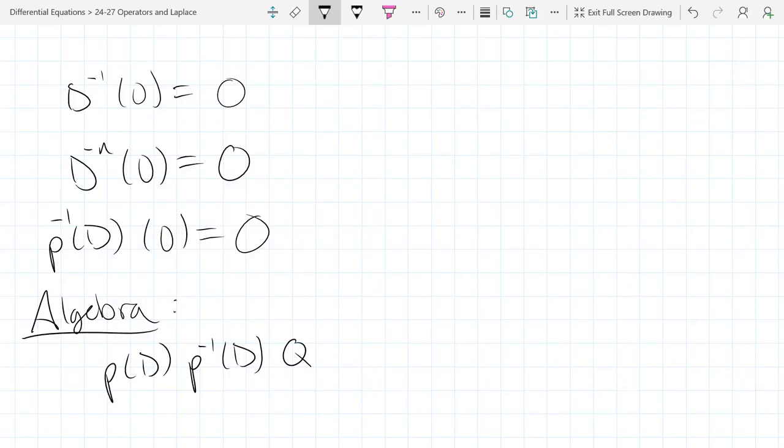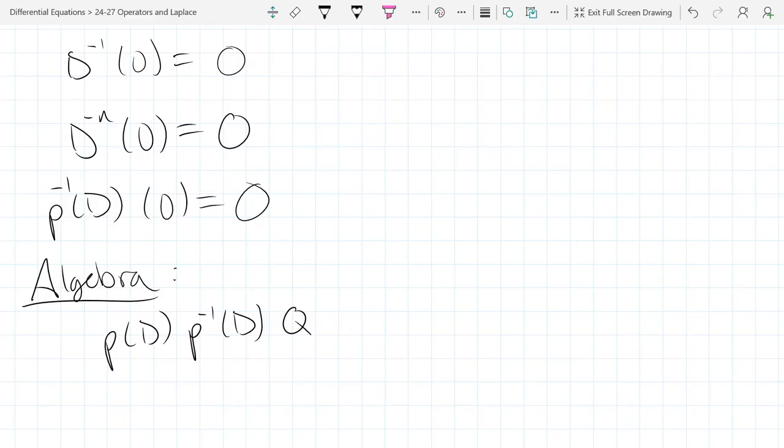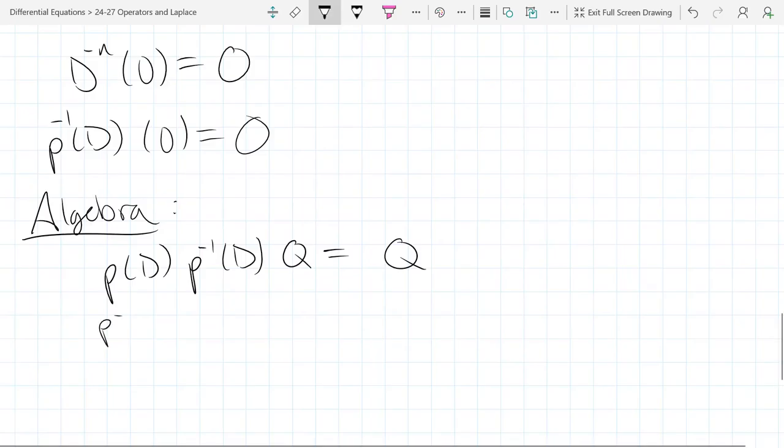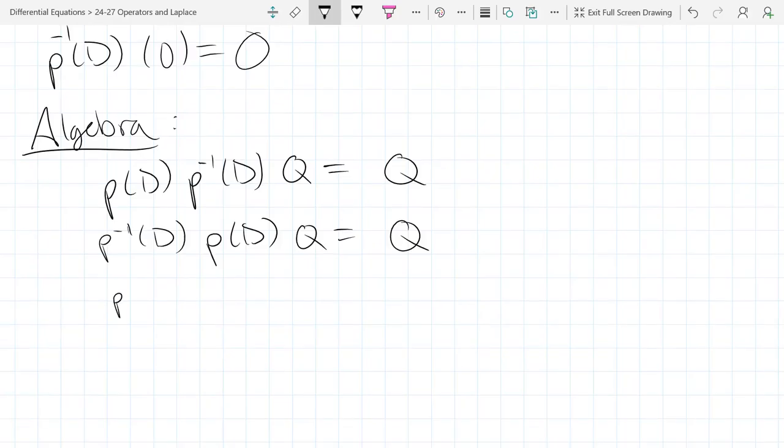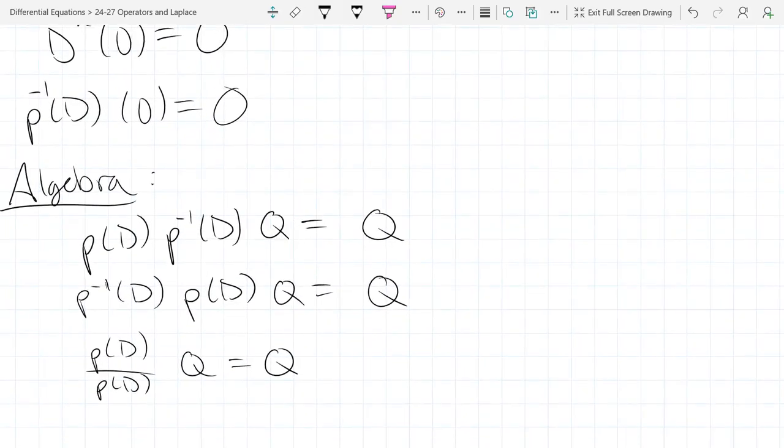Now we'll look at the algebra of these operators. What should doing these two operations give you? Q. So they should cancel each other out. And likewise, if I did the other order, what should this equal, if things make sense? Q.